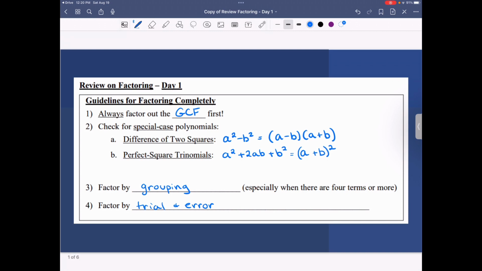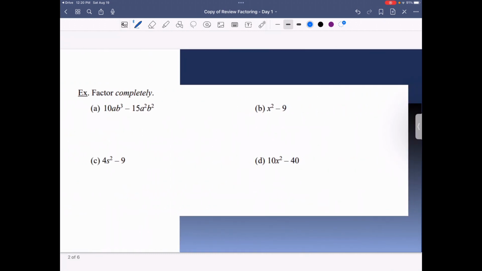Okay? Let's do A together with me and C with me, and then we'll pause the video and do B and D as a class. Okay. So the first thing I'm going to look for is a GCF. And it looks like we can divide out a 5, an a, and a b squared.